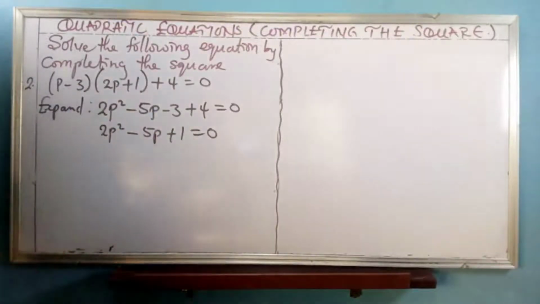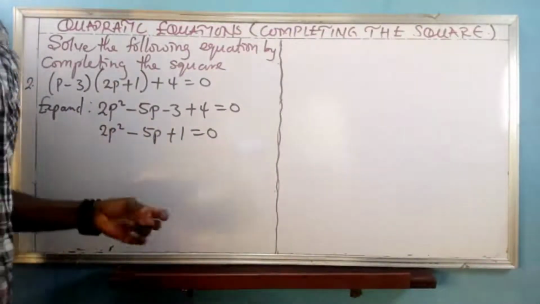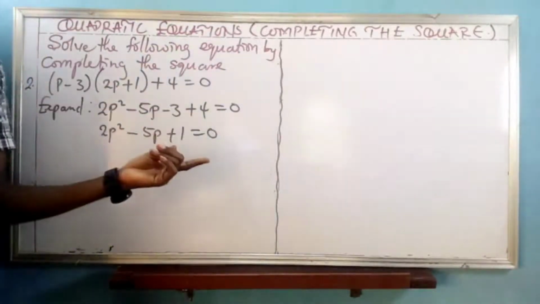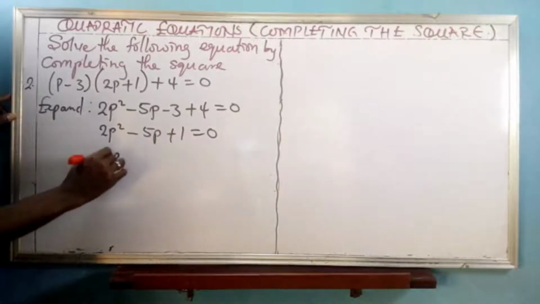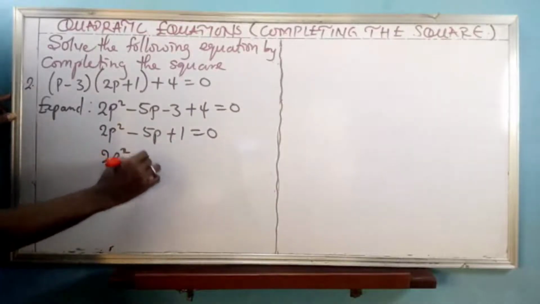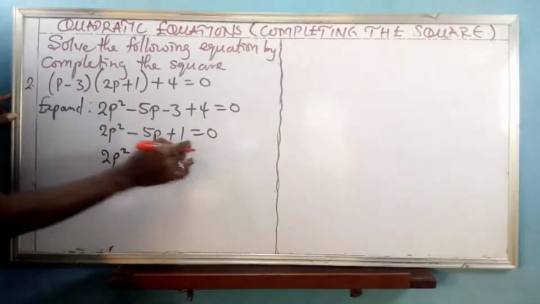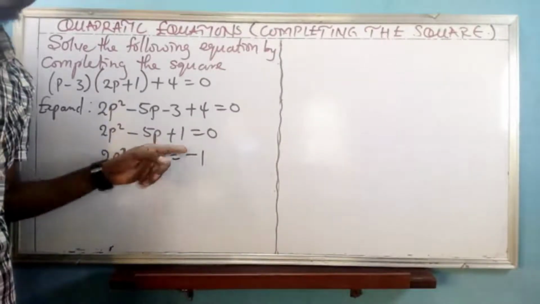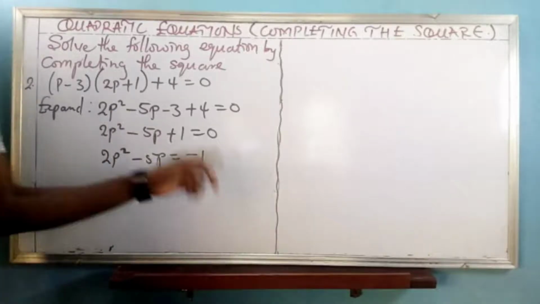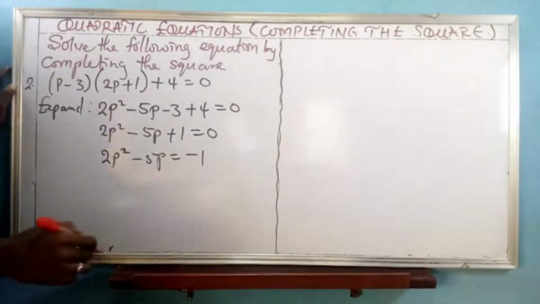The step 1 says what? You will still remember step 1. Step 1 says transfer the constant to the right hand side. This one is moving to the other side of the equation. So we have 2p squared minus 5p is equals to minus 1. Don't forget, please don't forget the sign. Plus 1, when it's the other side, it will become minus 1. Please don't forget the sign, so you don't miss it from that end.